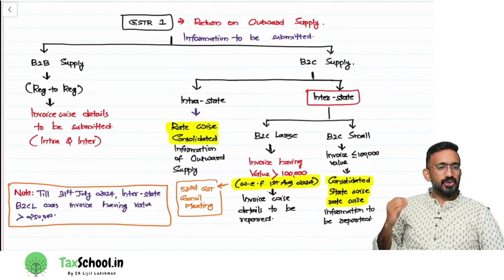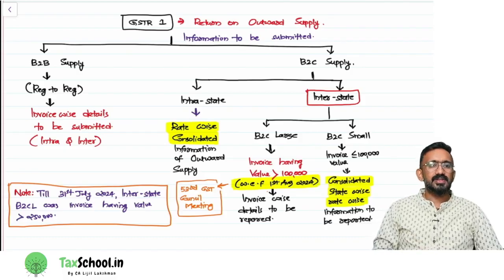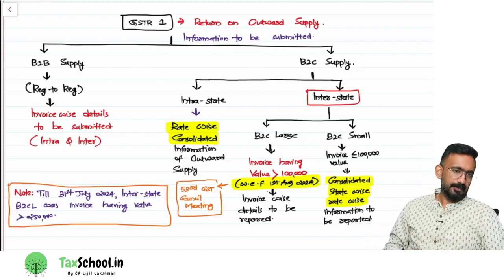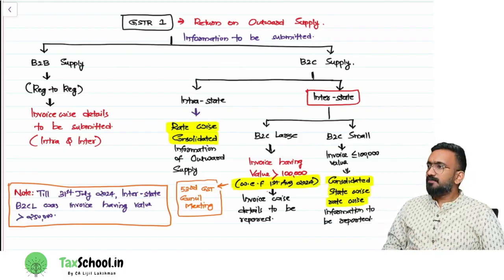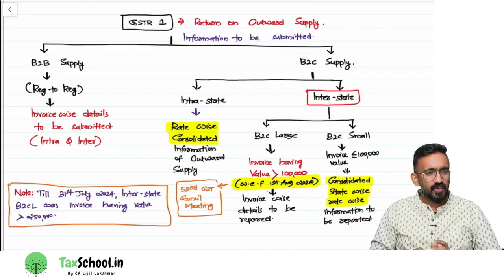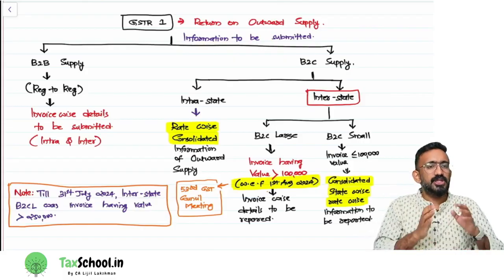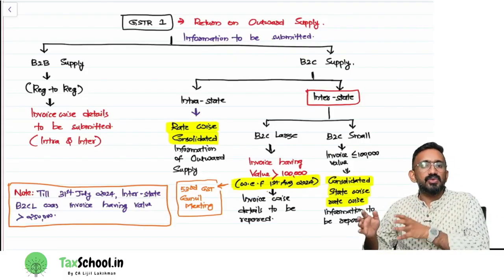What information do you have to submit in your GSTR1? GSTR1 is called the return on outward supply. It's an information return wherein you give the information. So to understand what information is to be given in GSTR1, you classify your invoices into two categories. One is B2B invoices, another one is B2C invoices.